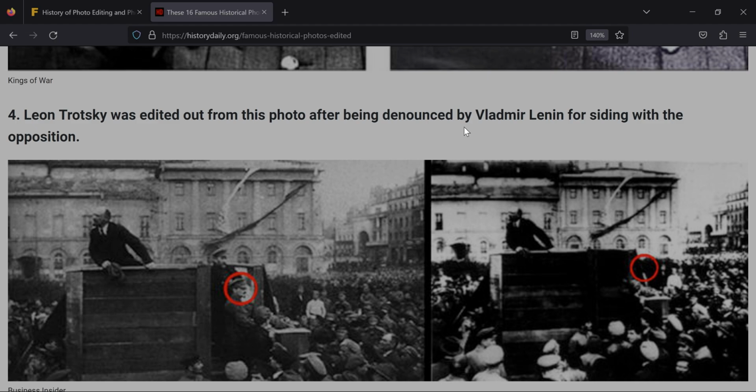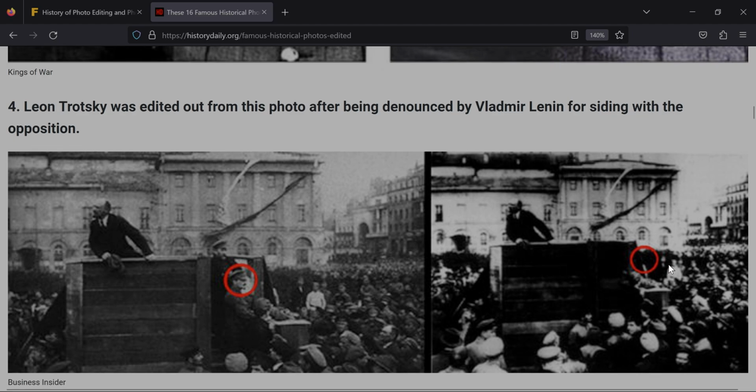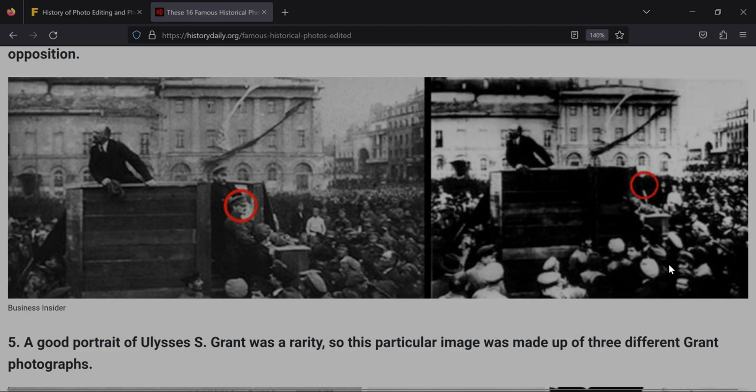This photo shows Leon Trotsky, who was edited out of this photo with Vladimir Lenin after he was denounced as a scoundrel for siding with the opposition. You can see him here, and how he's been removed on this side. But look at that, the way that they've completely removed this guy. Don't piss off the ruler or you'll get edited out of history.